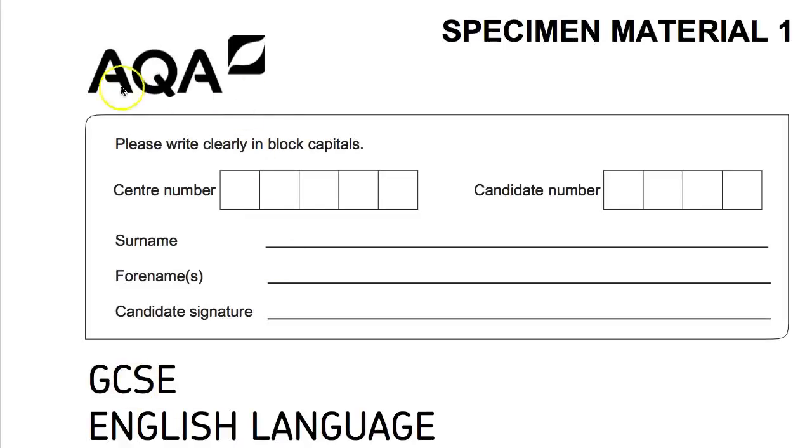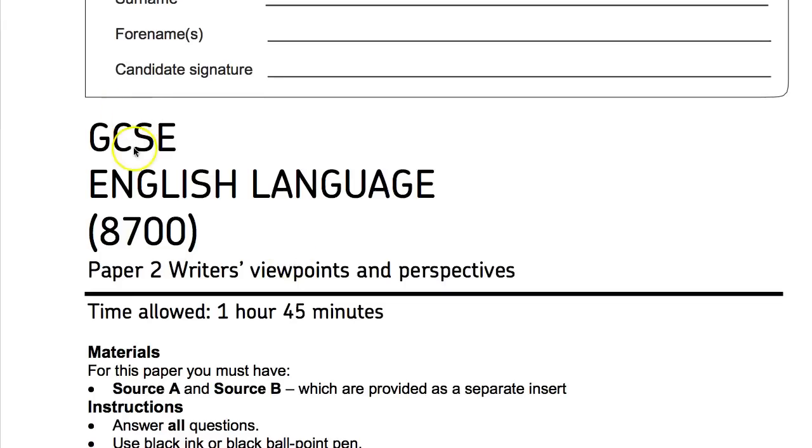Hello, here we are with the AQA Specimen Material 1. We're looking at GCSE English Language 8700, and the paper we're looking at is Paper 2, Writers, Viewpoints and Perspectives. So hopefully you found the right paper, and we're going to look at question 3.